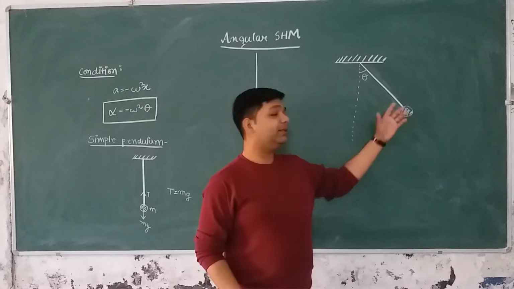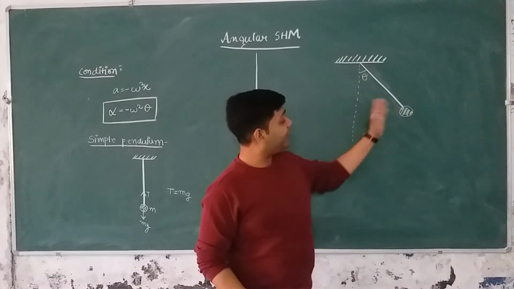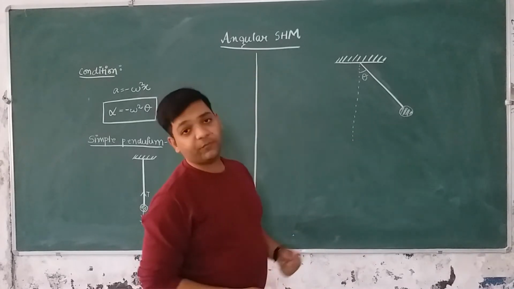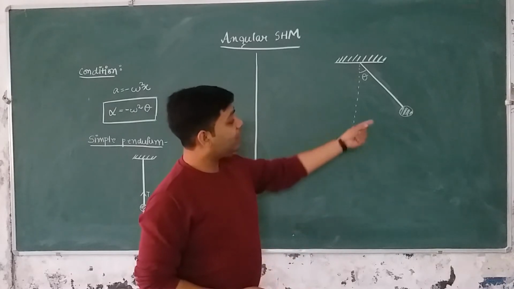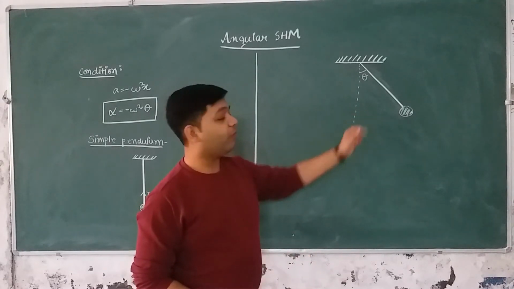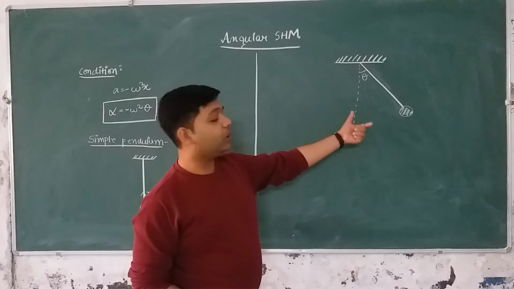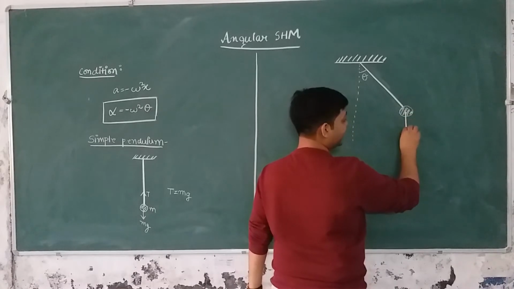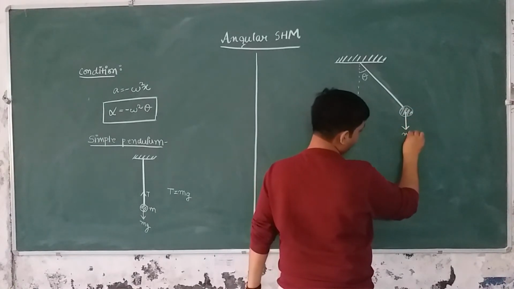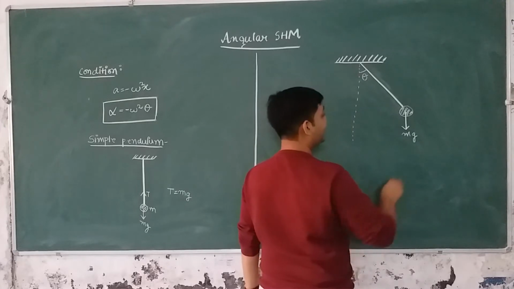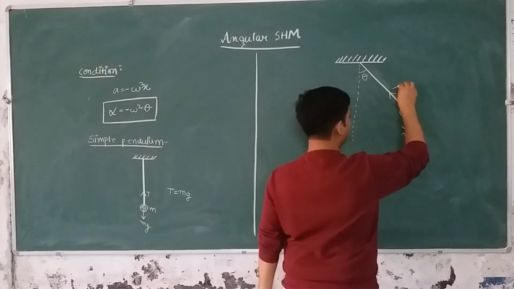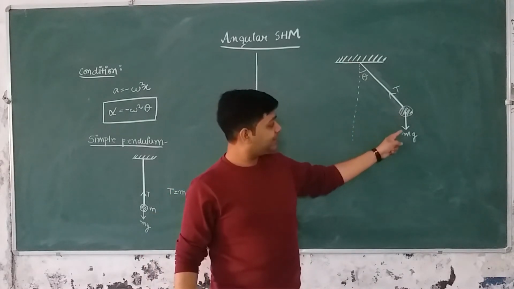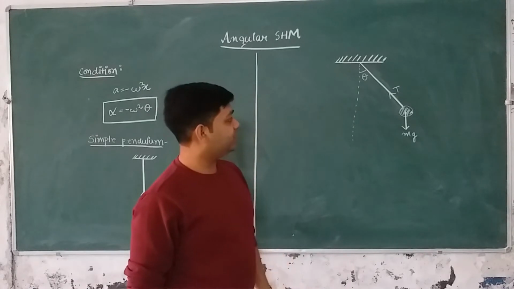Now suppose I have taken this bob here, and now I am releasing it, and I want to see whether it will perform angular SHM or not. So let us draw the free body diagram of this bob to know what forces are acting on it. There will be a force mg which acts downwards, and a tension in the string which acts like this. Only these two forces will be acting: one is mg and the other is the tension.